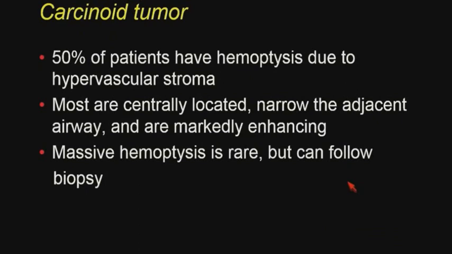In those patients, hemoptysis is a very common complication, and this is happening again due to the hypervascular stroma within the carcinoid. They are centrally located, narrow the adjacent airway, and they are markedly enhancing. Massive hemoptysis is rare, but because it's not an easy tumor to diagnose with percutaneous biopsy, it can be done with transbronchial biopsy. And during the biopsy, hemoptysis is a very frequent complication, which altogether will happen in half of those patients.